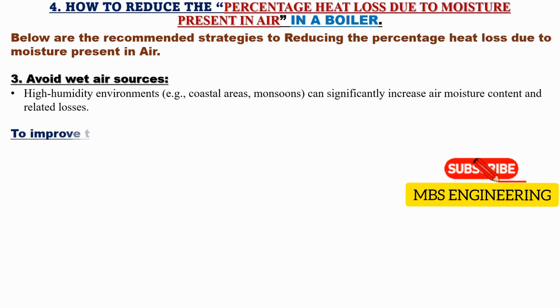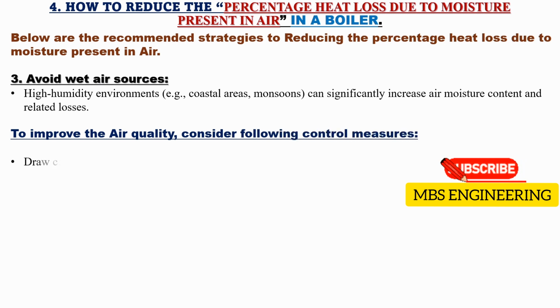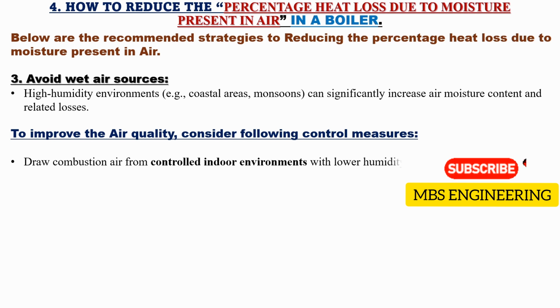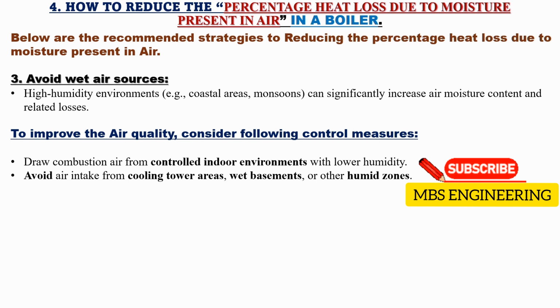To improve the air quality, consider the following control measures. Draw combustion air from controlled indoor environments with lower humidity. Avoid air intake from cooling tower areas, wet basements, or other humid zones.